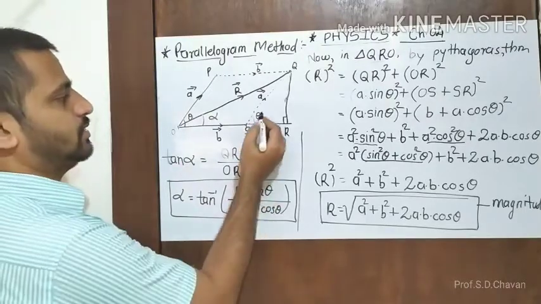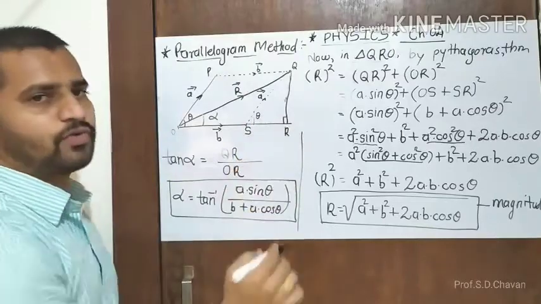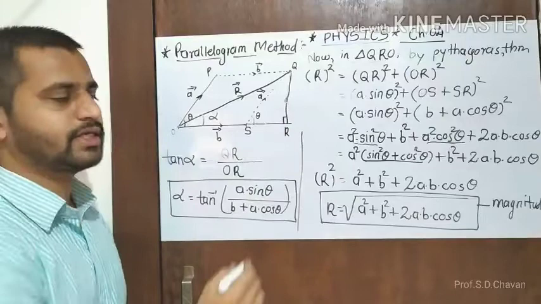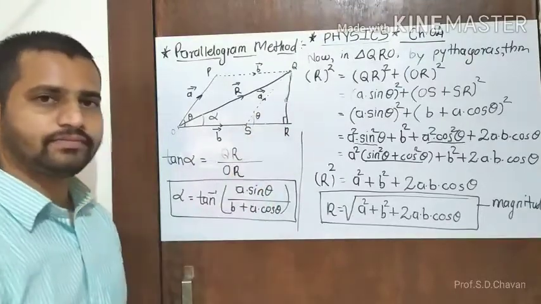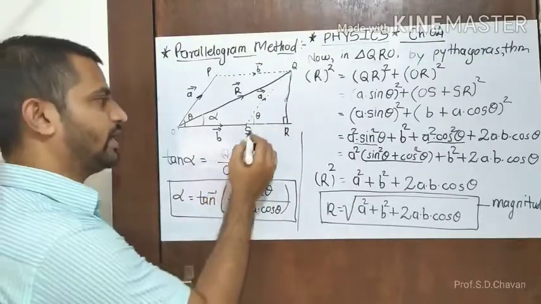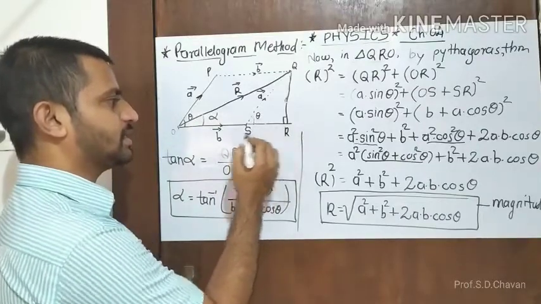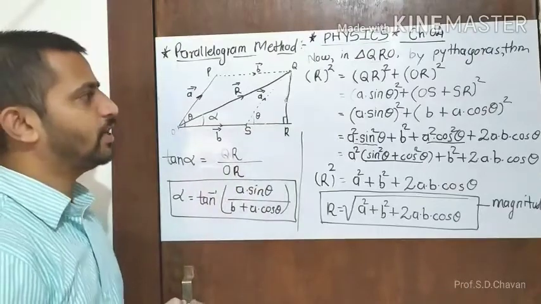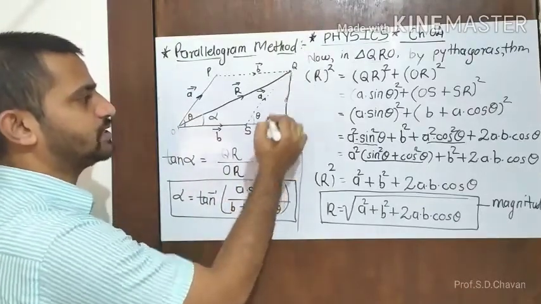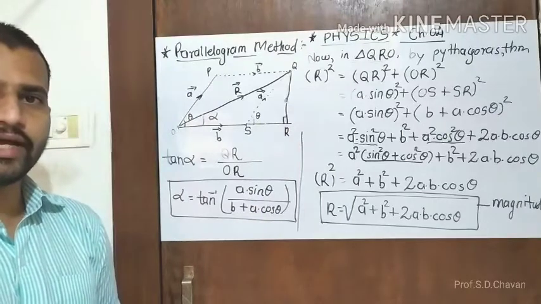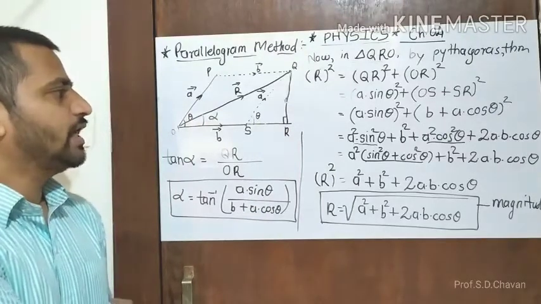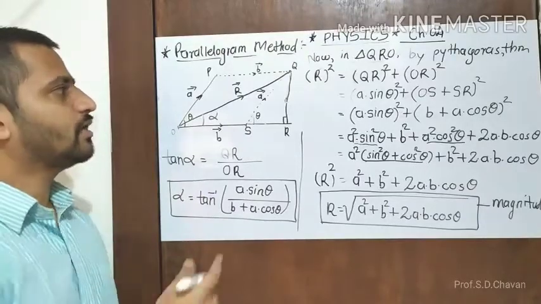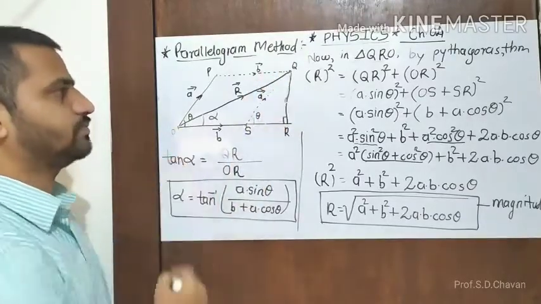So while finding the magnitude, from the triangle QRS, first of all find the value of this side and this side by using this theta. We get this side SR equal to A cos of theta, the adjacent side, and QR equal to A sin of theta, the opposite side of the angle theta. Then we go for the Pythagoras rule for the right angle triangle QRO.